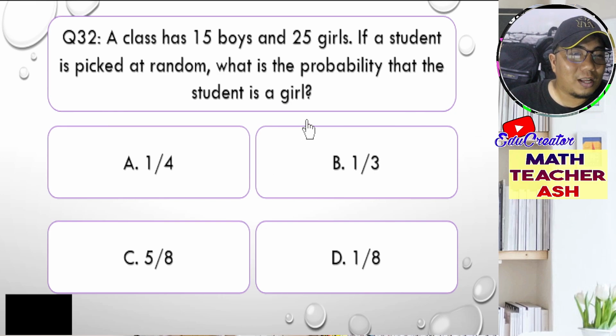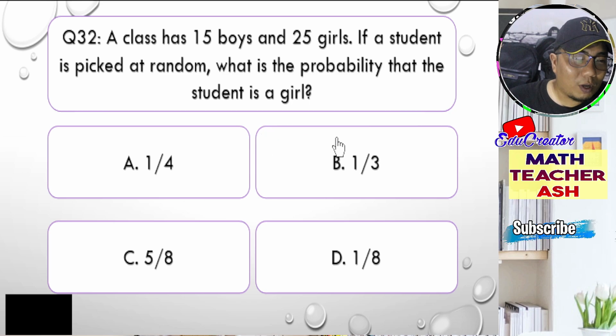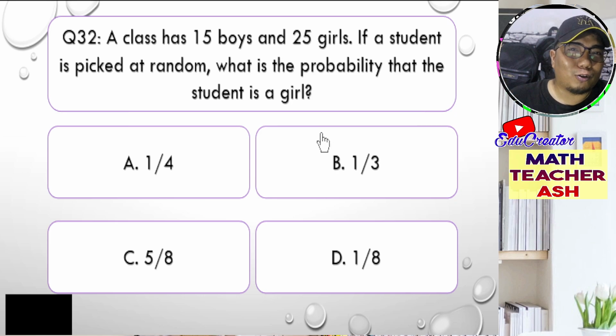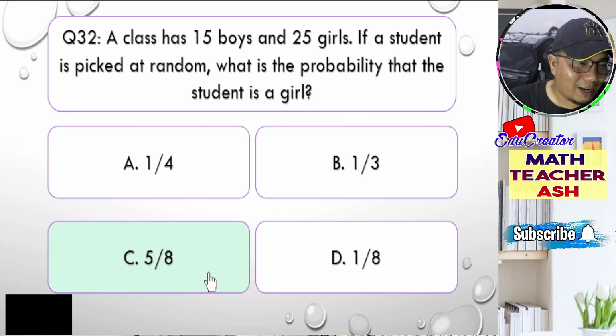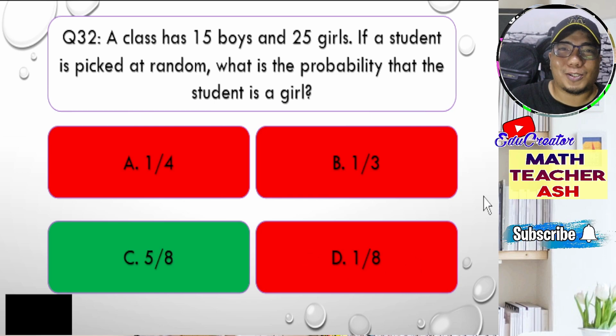Alright, math learners. Now, we have here 15 and 25. So, if we add them in a class, that is a total of 40 students. Among the 40 students, what we need to get is the girl. So, the probability of the girl. How many girls are there? 25 out of 40. If you simplify 25 out of 40, that is divisible by 5. So, that is 5 over 8. Alright, so the correct answer is letter C. I hope you got that one, my dear math learners. Now, let us go to question number 33.